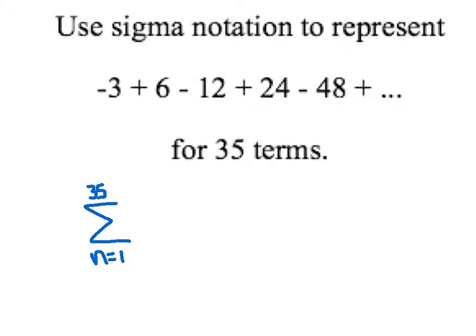The next thing I want you to notice is that these signs are alternating. Okay, which means we're going to sprinkle in a -1 to the nth power in there. Anytime we have alternating signs, we're going to have -1 to the nth power in our general formula.